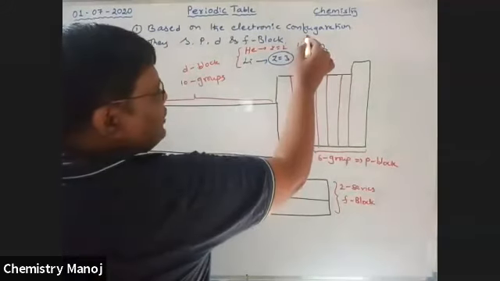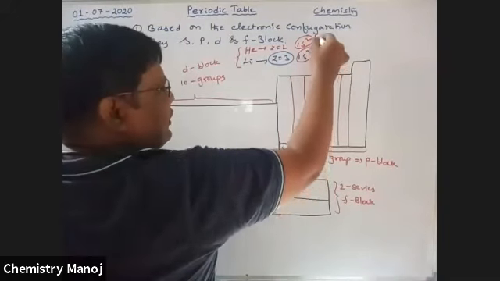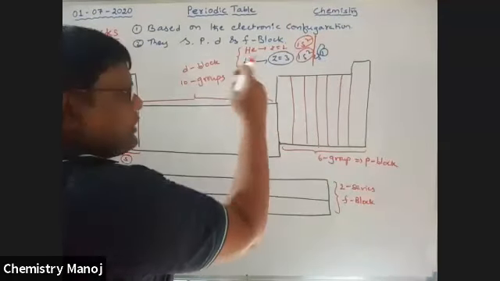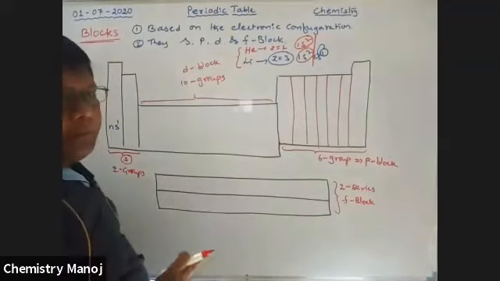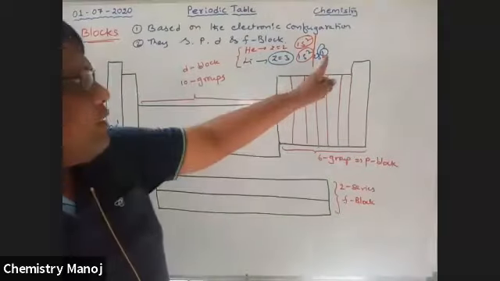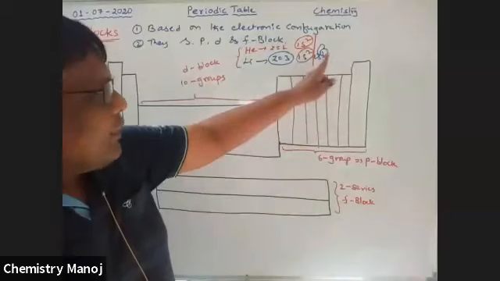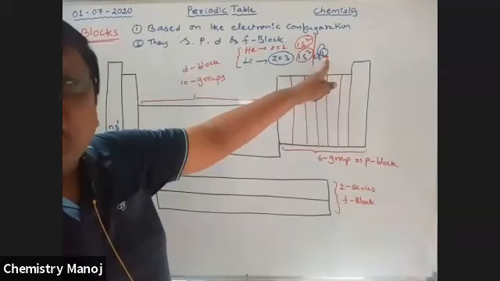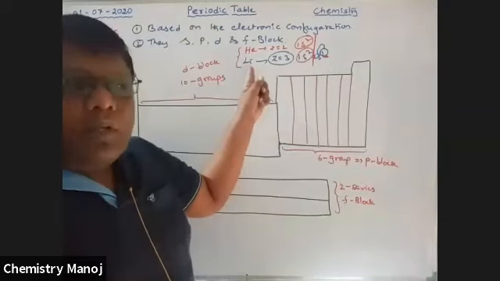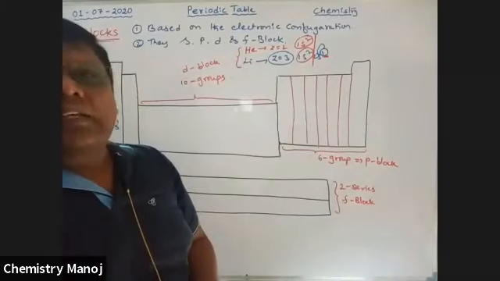here 1s2 configuration, here also 1s2 configuration. That means up to this, these two elements are the same. Lithium differs from its preceding element helium only with the help of this electron. This electron differentiates lithium from helium. What is that electron? The last electron. So the last electron is considered as the differentiating electron.